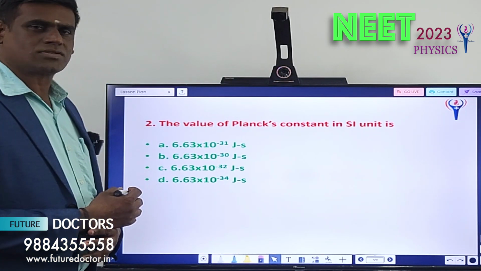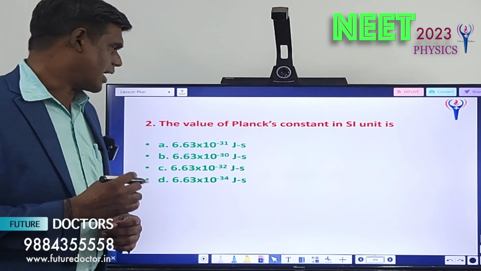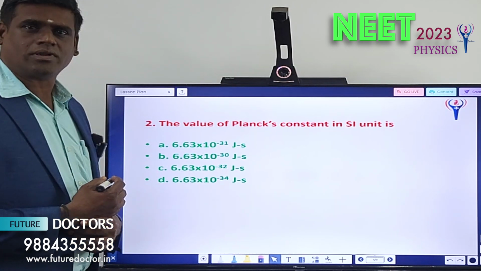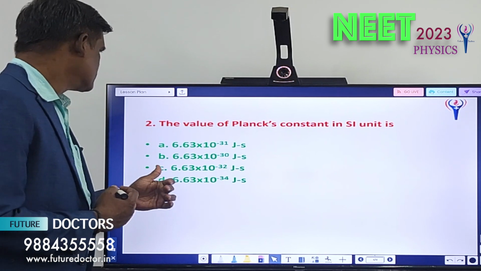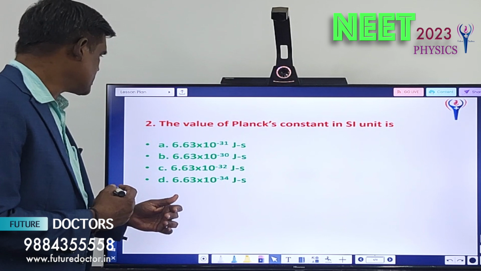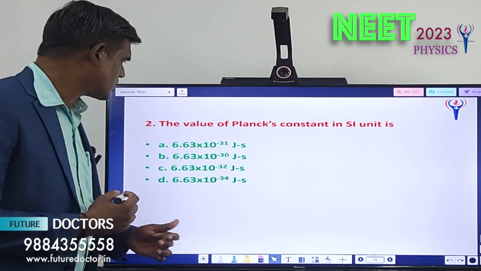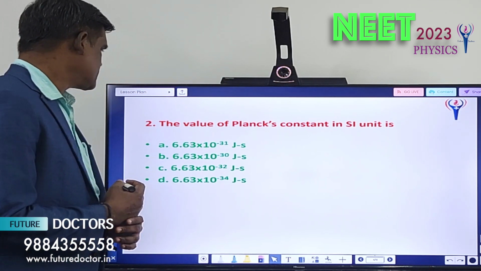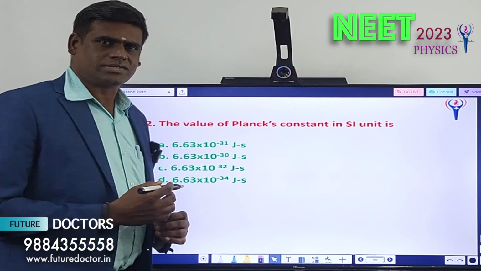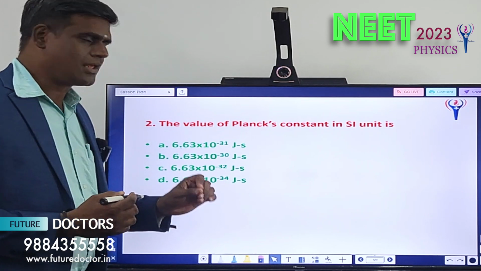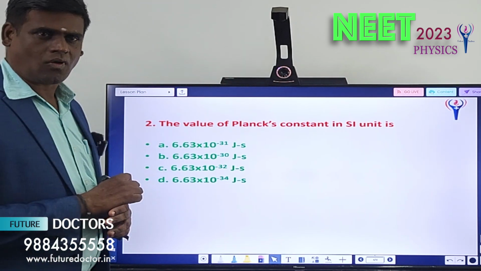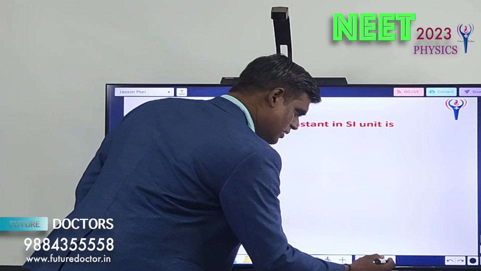The value of Planck's constant in SI unit is dash. A, 6.63 into 10 power minus 31 Js. B, 6.63 into 10 power minus 30 Js. C, 6.63 into 10 power minus 32 Js. D, 6.63 into 10 power minus 34 Js. You just want to write the value of Planck's constant h, but in SI unit. Okay. Let's move to question number 3.